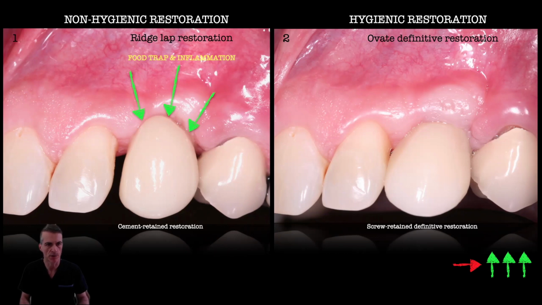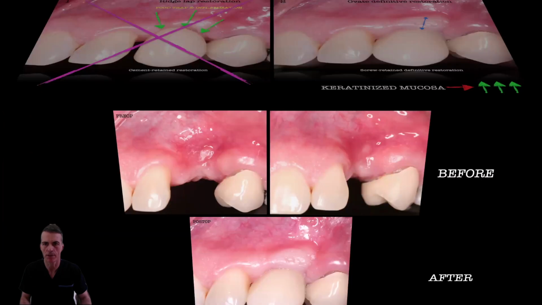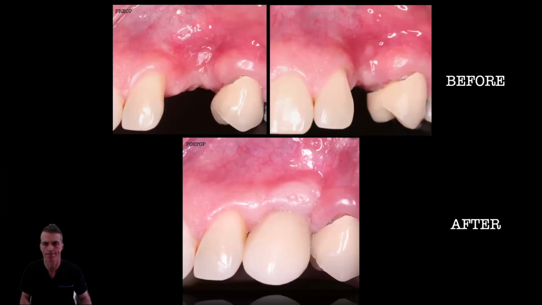Once that restoration was removed, we see the improvement. Now we can see our keratinized mucosa that has increased. It was there to begin with, but it was being smashed down by the design of that ridge lap restoration. So avoid them by all means. It will definitely increase the longevity of your implants. And again, to get from before to after, from point A to point B, it took us a while.